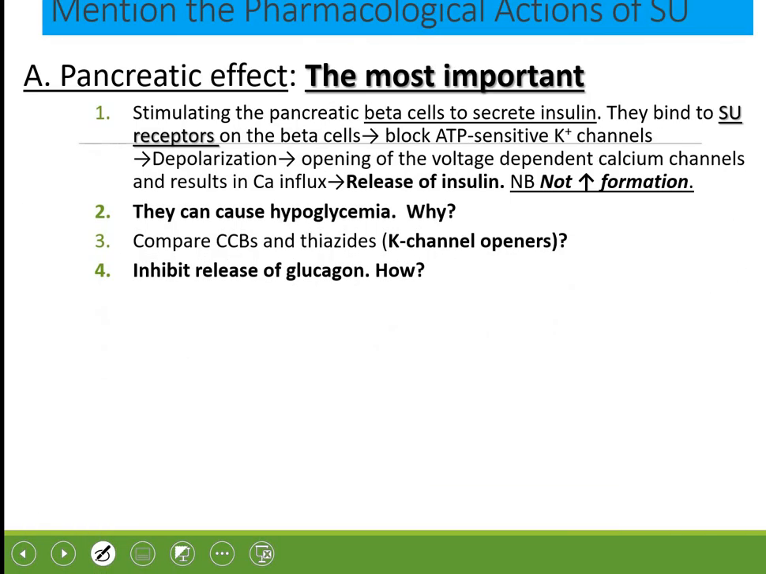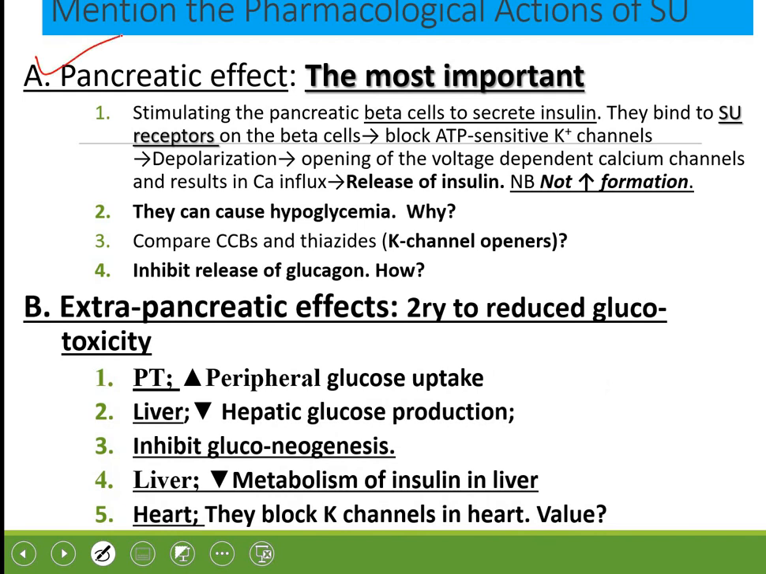Now, mention the pharmacological action of sulfonylureas. There's another objective: mention the pharmacological action. There are two effects, pancreatic effect and extra-pancreatic effect. Regarding the pancreatic effect, we discussed that in the previous slide: they can cause hypoglycemia. Why? Because it's a secretagogue and insulin secretion is promoted, so dose adjustment should be done. Calcium channel blockers and thiazides produce hyperglycemia.